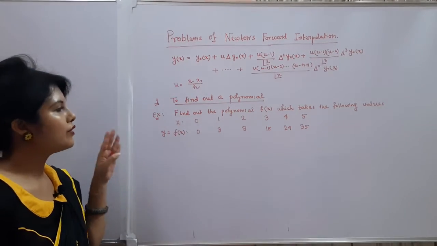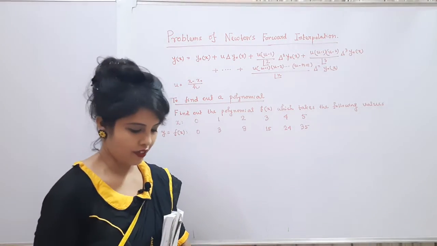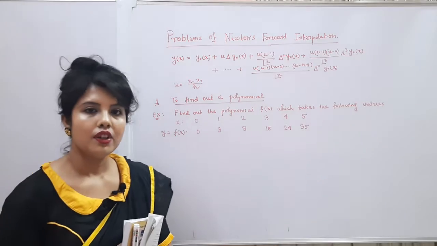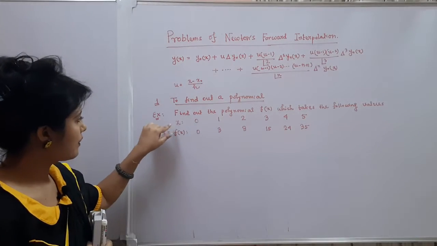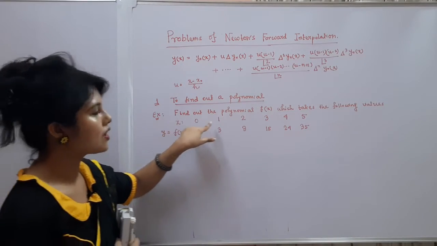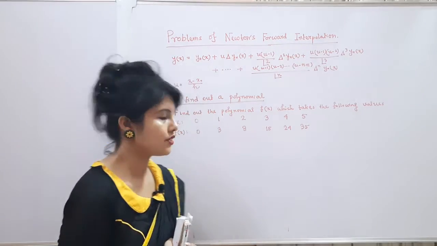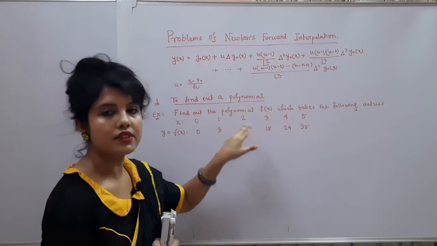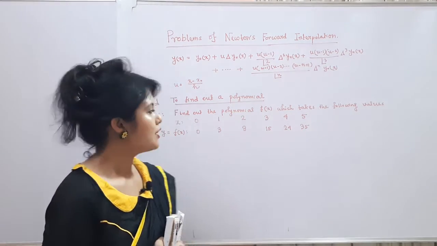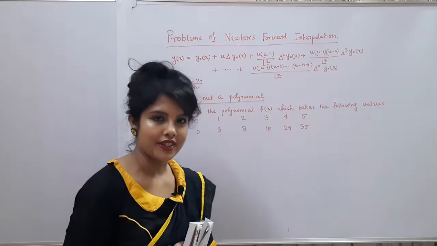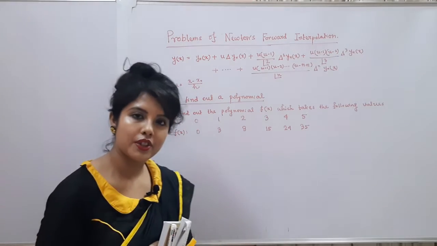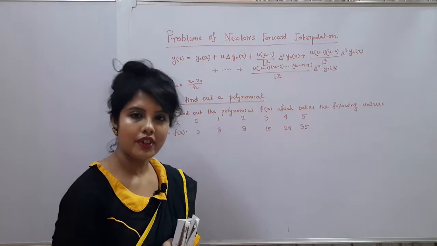Okay, now you need to find out the polynomial f of x. For finding out the polynomial, you have to remember that the values of x should be equidistant. Clearly, for 0, 1, 2, 3, 4, the difference between two consecutive values of x is 1. So all the values of x are equidistant, and you can easily apply Newton's forward interpolation formula to find out f of x.